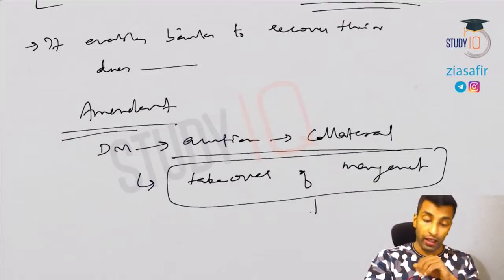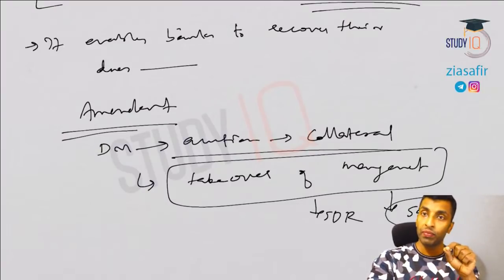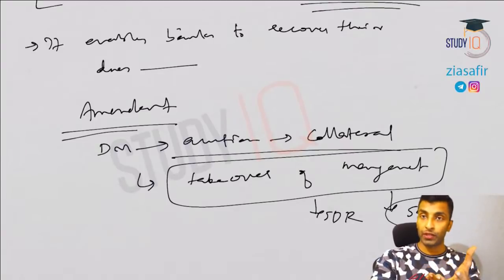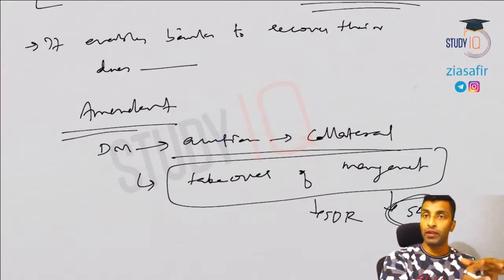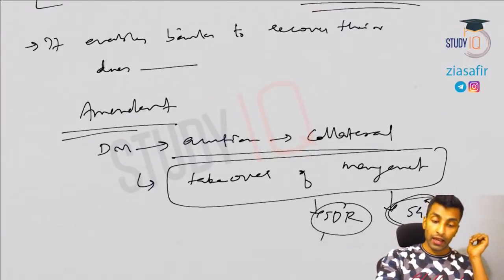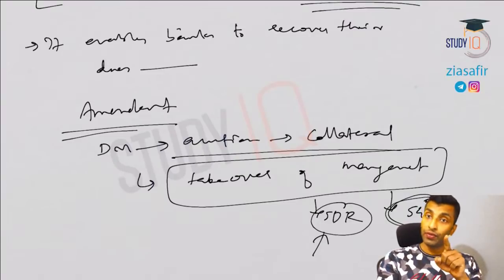Not S4A, SDR. Why not S4A? Because S4A is applicable only in case if you are capable of paying 50%. So once you are paying 51% as soon as you pay, you will be retaining the management. Under SDR only there is a possibility of taking over management, and that too if the debt is more than 51%. You got it now?